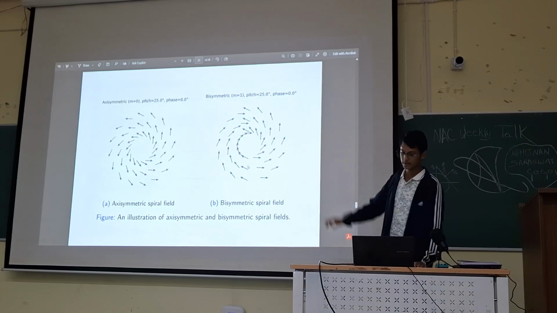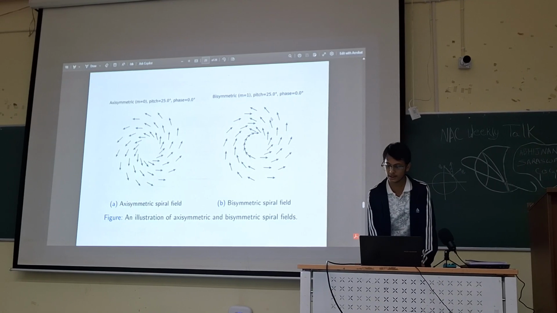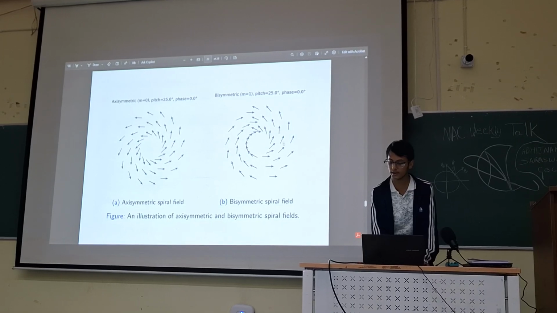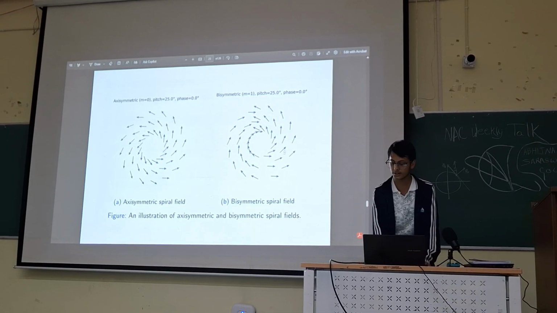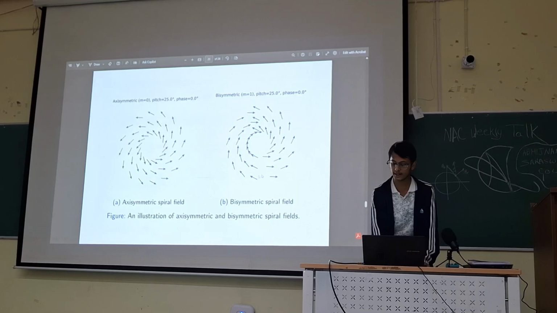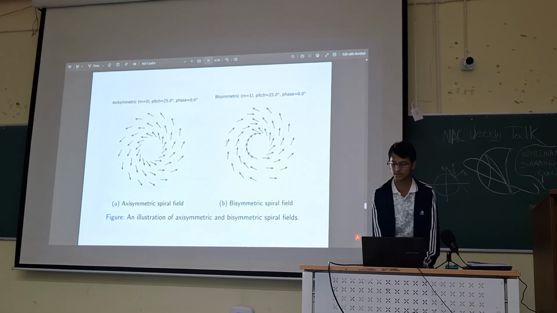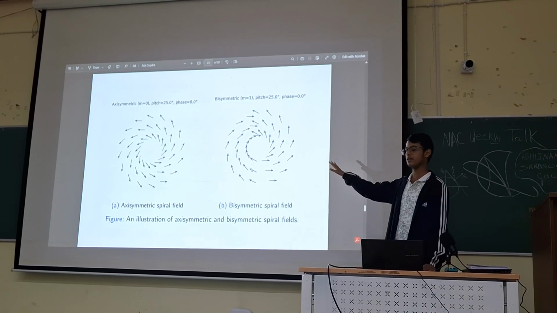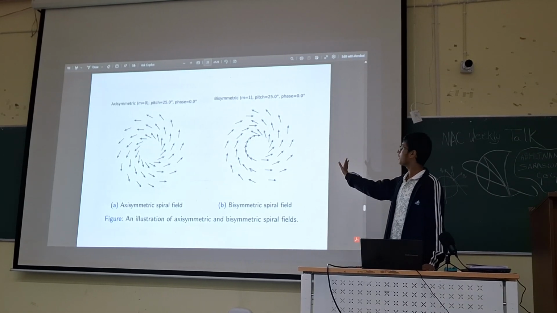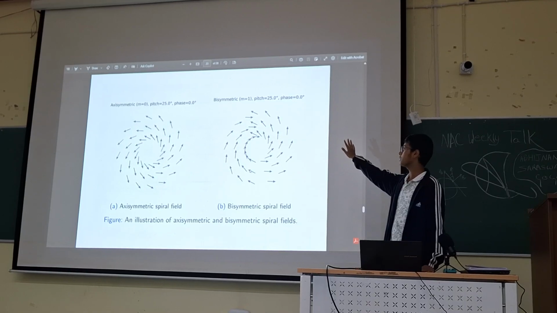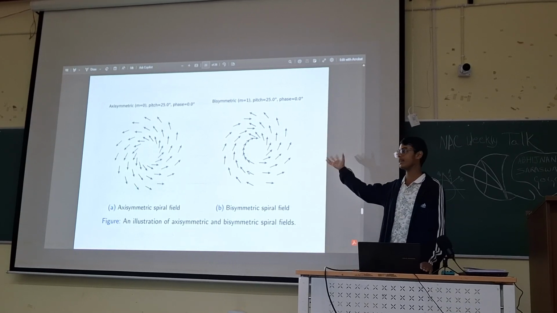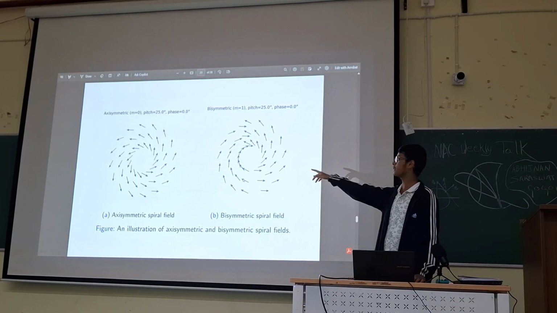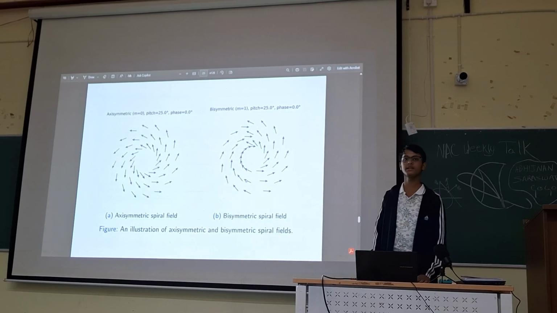So basically in the right side of this galaxy, you see that the field is going in the anti-clockwise direction. However, in the left side, it's going in the clockwise direction. So the magnetic field has flipped its direction. In one half, it's pointing in one direction. In the other half, it has flipped its direction. So that is how the axisymmetric and the bisymmetric fields are different.